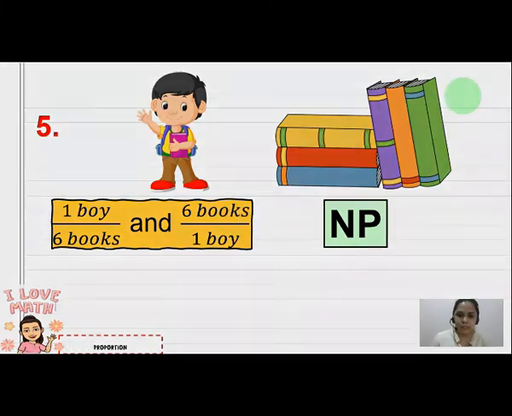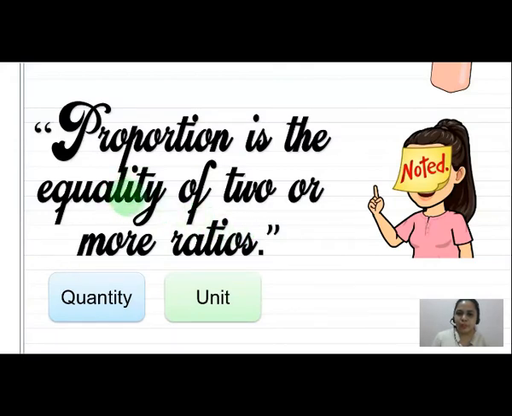So, we can now say that proportion is the equality of 2 or more ratios. But remember, when we say equality, it should be equal in quantity and equal in unit. So, ibig sabihin, pag proportion, hindi lang basta quantity yung parehas or hindi lang basta number yung parehas. Dapat parehas din ang kanilang unit para matawag na they are proportion.